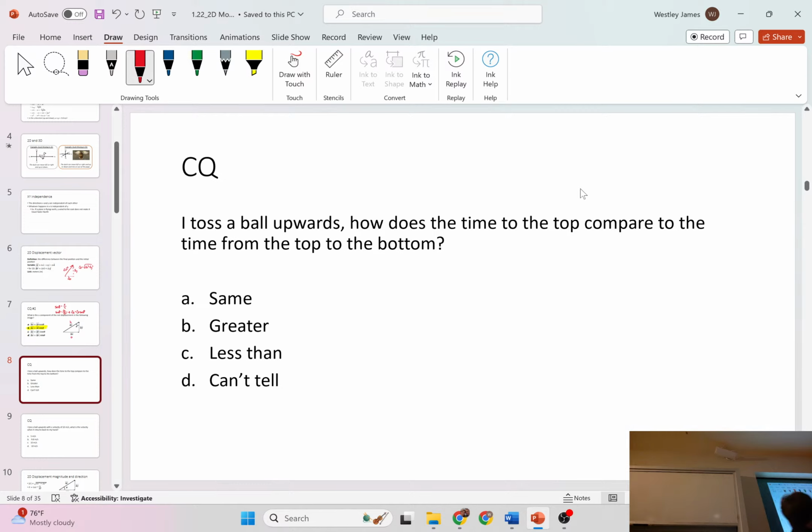Okay, I toss the ball upwards. How does the time to the top compare to the time from the top to the bottom? Try it out, y'all, while I reopen the clicker program that just spontaneously crashed on me. I toss the ball upwards. How does the time from my hand to the highest point compare to the time from the top to the bottom? Think about it. You got some time, clearly.